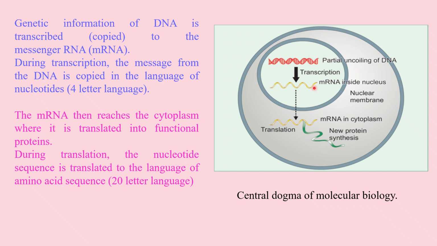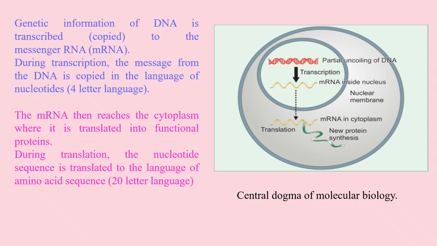During transcription, the message from DNA is copied in the language of nucleotides. So there is a sequential and complementary addition of nucleotides onto the messenger RNA. This messenger RNA then reaches the cytoplasm where it is translated into the functional protein. During translation, the nucleotide sequences are translated to the language of amino acid sequence. So this is the central dogma of life, meaning expression of DNA in the form of protein.